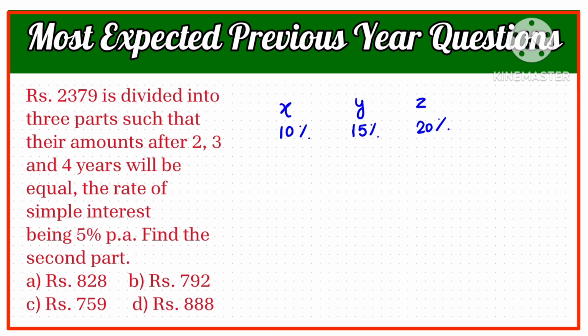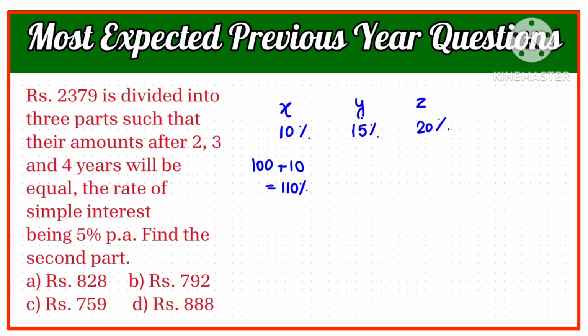Now tell me one thing, what is the meaning of 10%? So 10% means what? On 100 rupees, he is getting 10. So total how much he is getting? 100 was his principal plus 10. So it will be what? 100 and 10%. So this will be the amount.